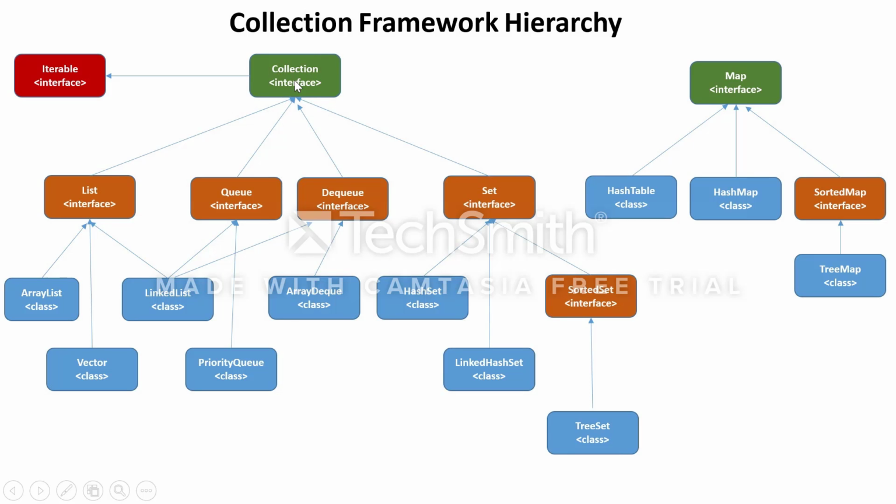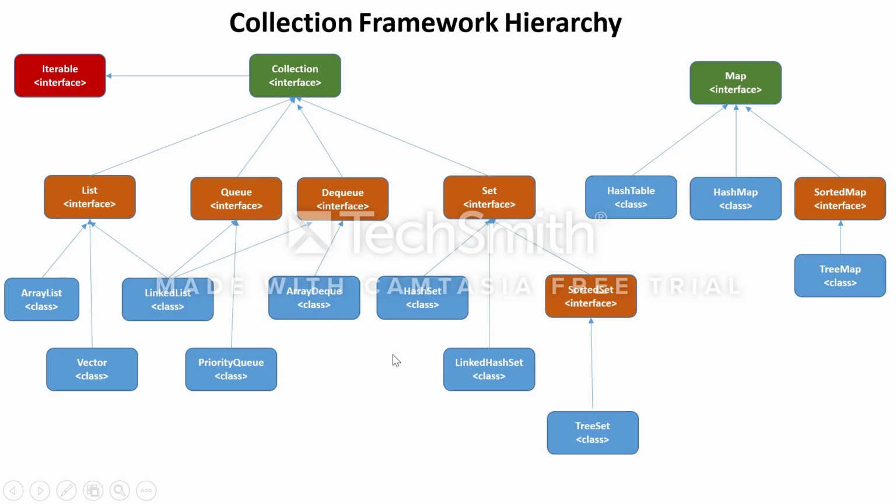Collection implements the Iterable interface. List implements Collection, Queue implements Collection, Deque implements Collection, Set implements Collection. So this is how they follow it. If you want this collection framework hierarchy, I'll send it out to you guys so that you can understand it in detail.